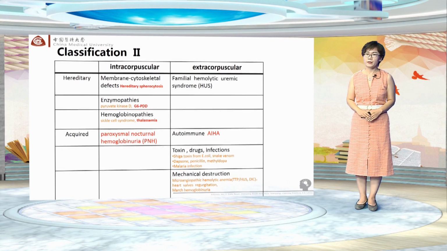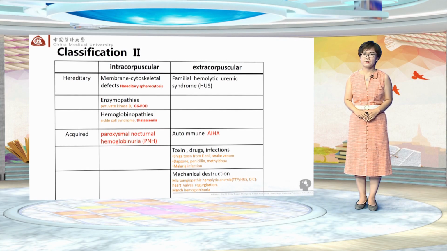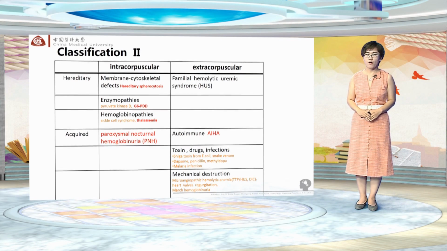It can also be caused by mechanical destruction, such as microangiopathic hemolytic anemia, such as TTP, HUS, and DIC, heart valve regurgitation, or march hemoglobinuria.